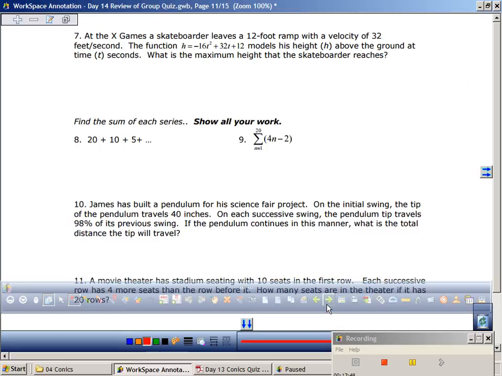At the X Games, the skateboarder leaves a 12-foot ramp with a velocity of 13 feet per second. The function gives the height above the ground. What's his maximum height? What do I say to myself? I need the maximum height.